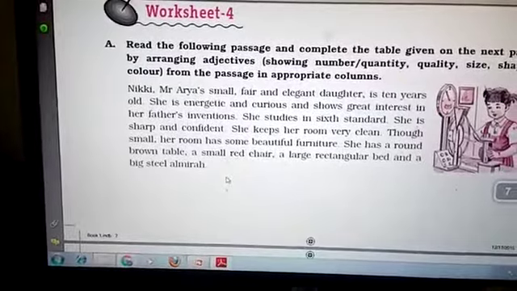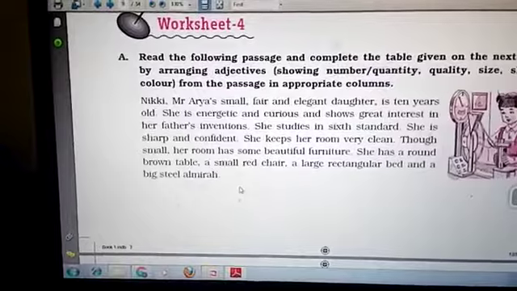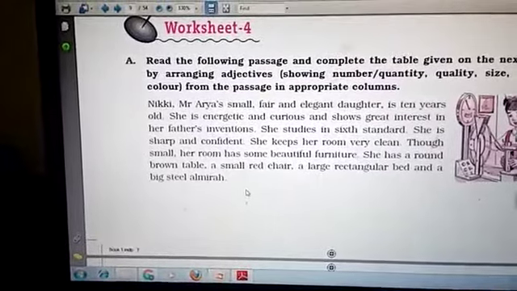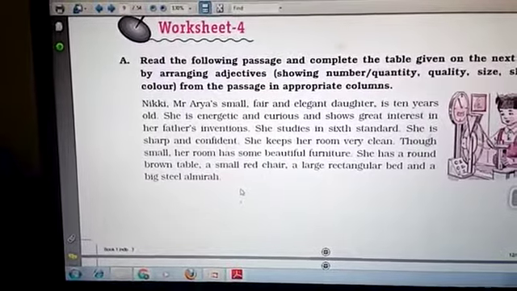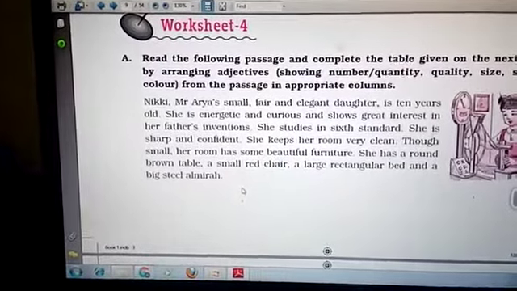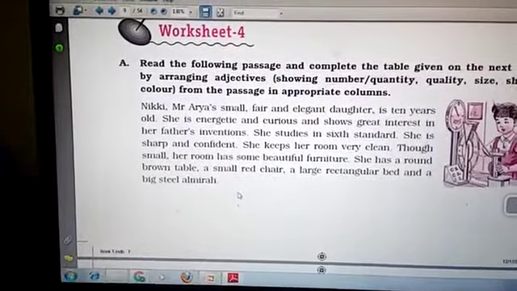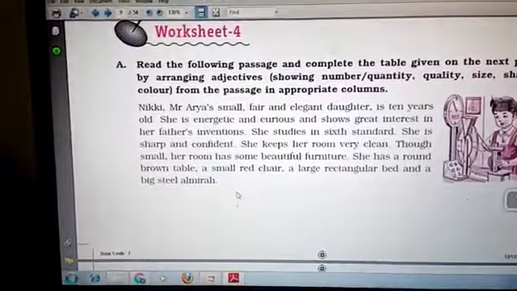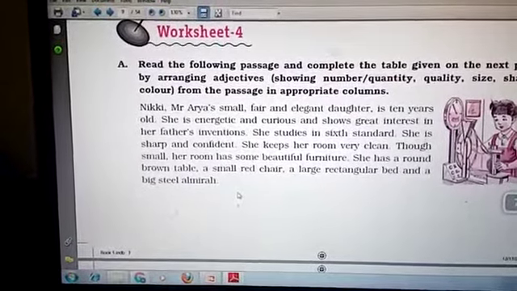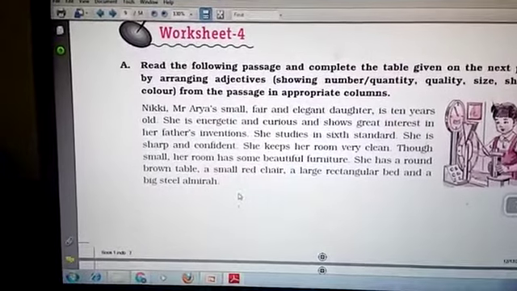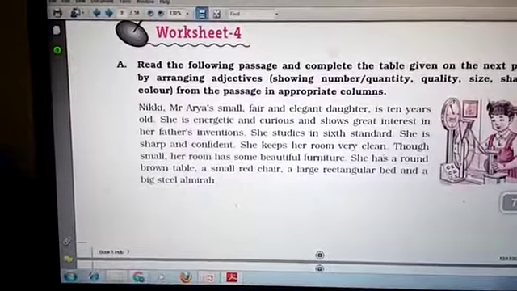She is energetic and curious. Energetic shows quality. Curious shows quality. Shows great interest in her father's inventions. She studies in 6th standard. 6th also here shows number. She is sharp and confident. Sharp and confident, quality. She keeps her room very clean.